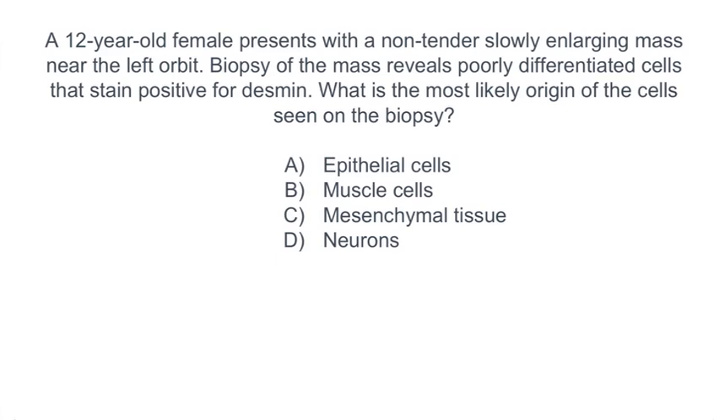A 12-year-old female presents with a non-tender, slowly enlarging mass near the left orbit. Biopsy of the mass reveals poorly differentiated cells that stain positive for desmin. What is the most likely origin of the cells seen on the biopsy?